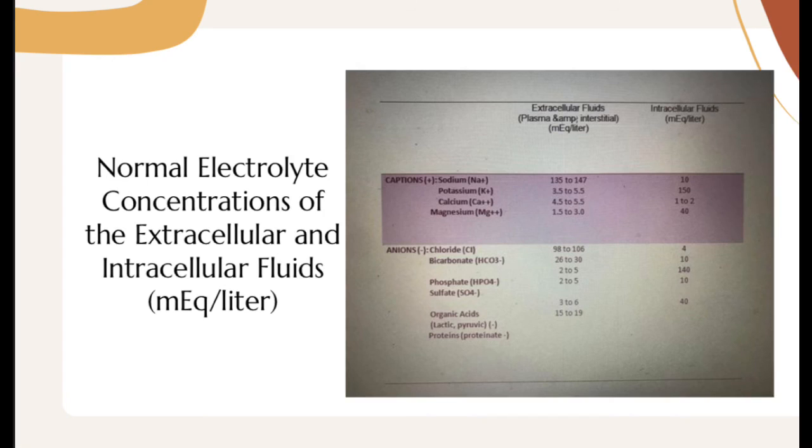Organic acids, such as lactic and pyruvic, have 3 to 6 extracellular, while intracellular they have 40. And lastly, proteins or proteinate have 15 to 19 extracellular, and intracellular they have no value. So that would be all for Chapter 7, which is water and electrolyte balance.